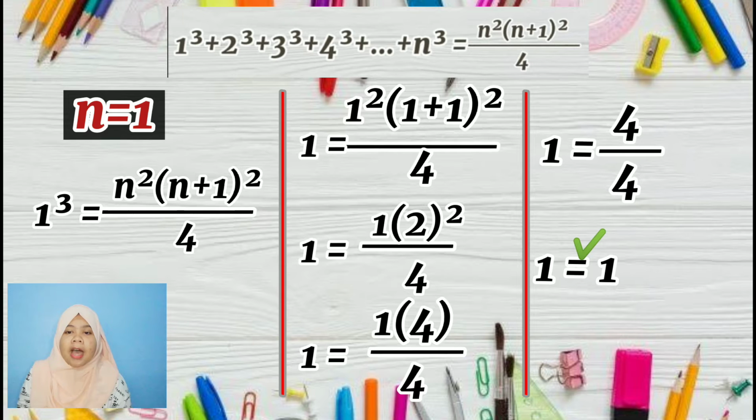On the third line, we have 1 on the left, and on the right 1 squared is equal to 1, times 1 plus 1 is equal to 2 squared. So we have 1 times 4, because 2 times 2 is equal to 4. On the fourth line, we have 1 on the left and 4 divided by 4 on the right side. And for the last line, we have 1 on the left and 1 on the right, since 4 divided by 4 is equal to 1. Therefore, n equal 1 is true.